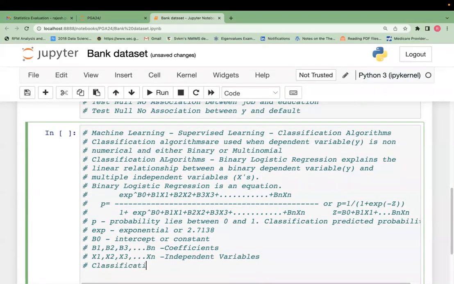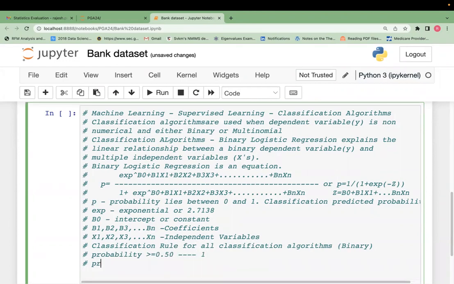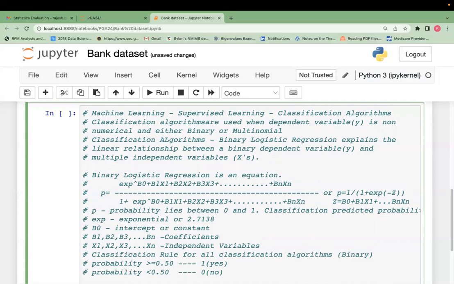The classification rule for all classification algorithms: probability greater than or equal to 0.50 will be classified as 1. Probability less than 0.50 will be classified as 0. So based on probability, we will generate the classes. A binary variable will be in the form of 0 and 1. So once we build a model, we get the predicted probability. Based on the predicted probability, we will create the predicted class using this classification rule. So binary logistic regression is the primary classification algorithm we use.